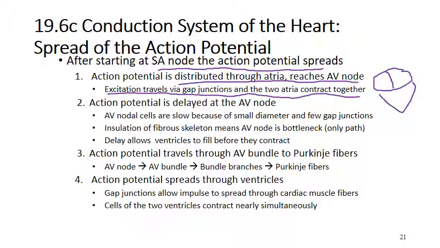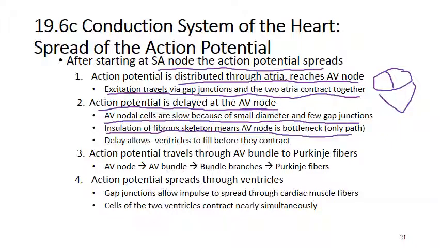Notice that it's the two atria that are going to contract together at the top, not the two bottom parts, right? The action potential is then delayed at the AV node, which, again, we talked about the fibrous skeleton of the heart, super important for insulating so that the ventricles don't contract at the same time. The AV nodal cells are also slow because they have a really small diameter and few gap junctions, and this also increases the insulation and allows it so it's not going to go as quickly. It's also going to hit the fibrous skeleton, so there's only one path, and it's a bottleneck, and it allows the ventricles to fill before they contract.